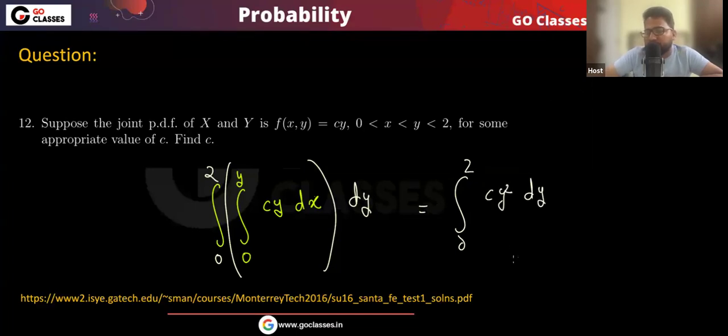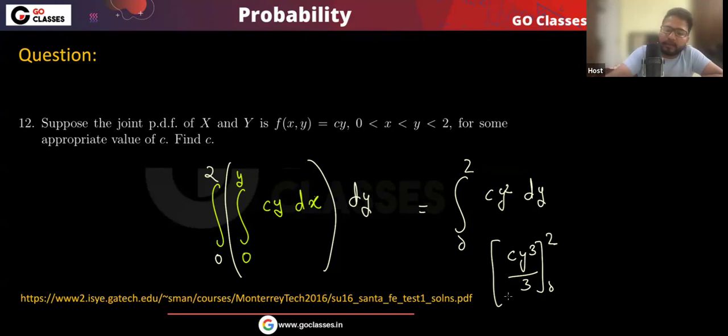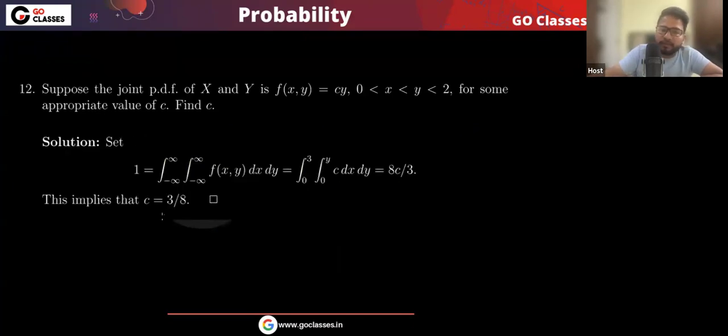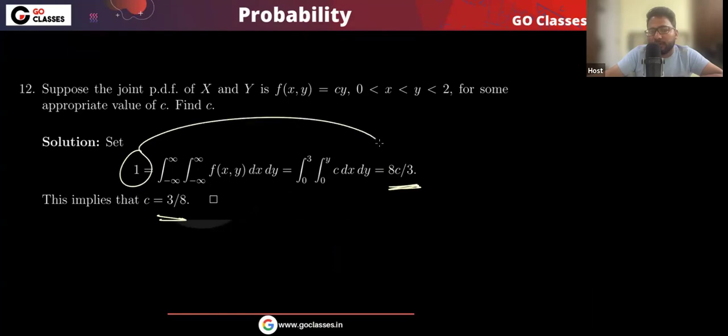Now if we solve this, it will be y cube by 3. So cy cube by 3, 0 to 2, which is c into 8 by 3, which means c will be 3 by 8, right? So it is easy. C will be 3 by 8. Okay, c into 8 by 3 equal to 1, and then c will be 3 by 8. Understood how to solve this?